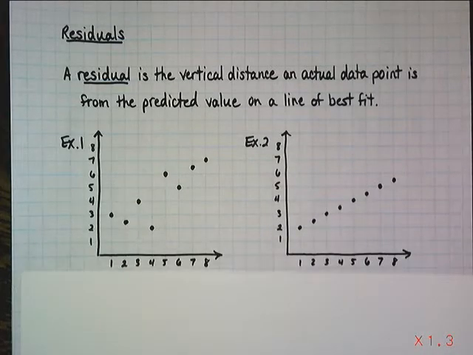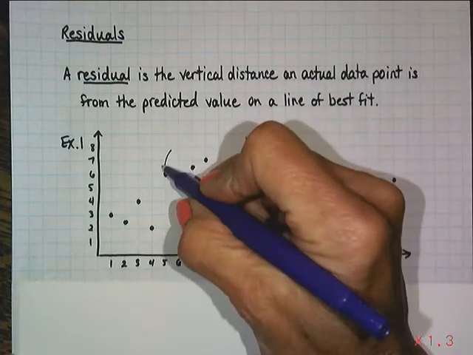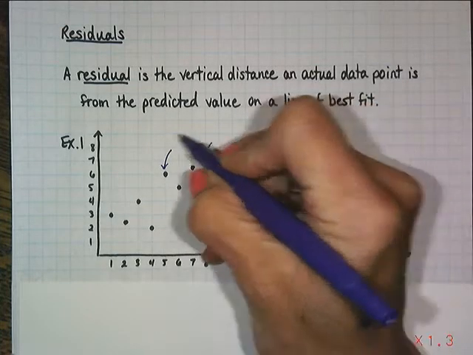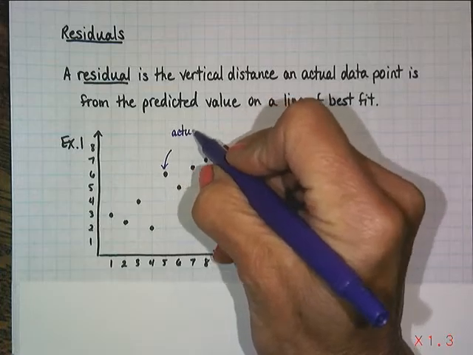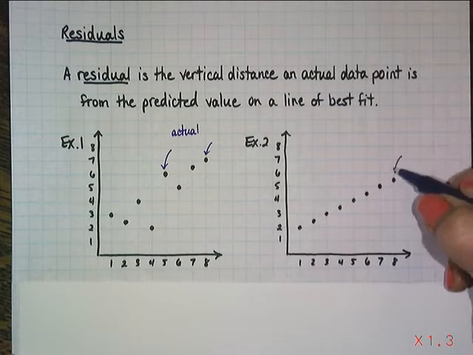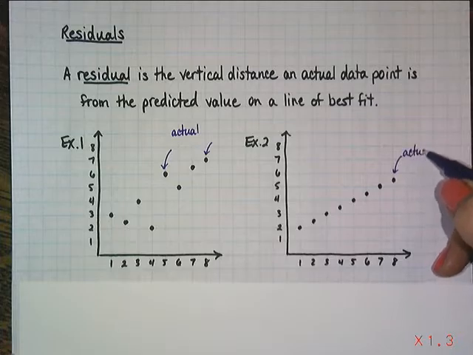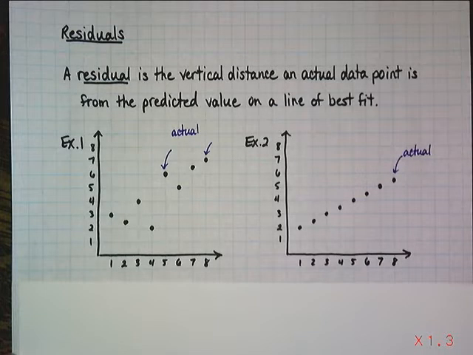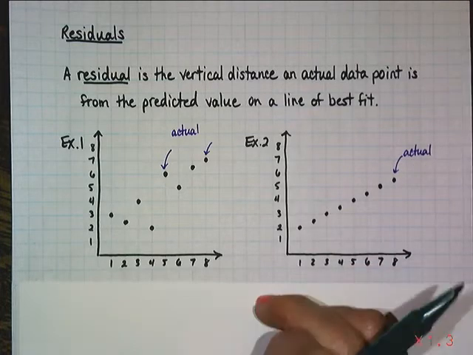So I've got two examples here of some data, both of them scatter plots. And what I want you to see right this minute are my actual data points. So these black dots are considered actual data points. All of these are actual data points. When I talk about a predicted value, I need to look at a line of best fit first. So I'm going to draw a line of best fit on both of these graphs.